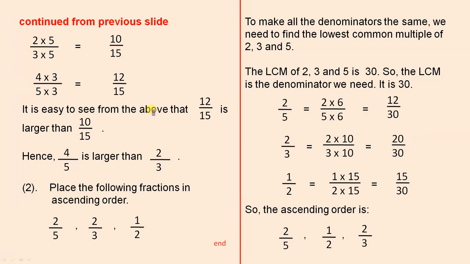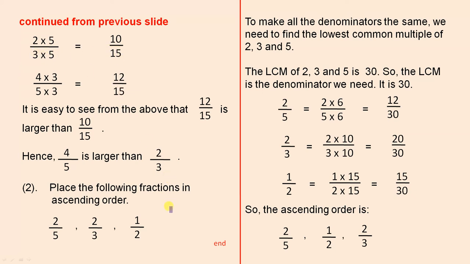It is easy to see from the above that 12 over 15 is larger than 10 over 15. Hence, 4 over 5 is larger than 2 over 3. That's quite straightforward, isn't it? So that's the answer: 4 over 5 is larger than 2 over 3 because 4 over 5 is 12 over 15 and 2 over 3 is 10 over 15.